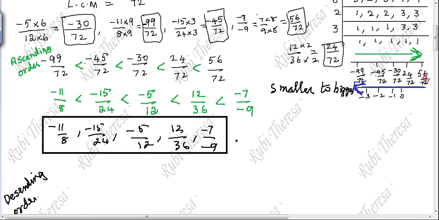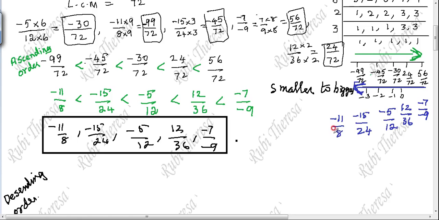So from here, 56 by 72 is nothing but what? Minus 7 by minus 9. 24 by 72 is nothing but 12 by 36. Next, minus 30 by 72 is minus 5 by 12. Minus 45 by 72 is minus 15 by 24. Minus 99 by 72 is minus 11 by 8. Do you follow?